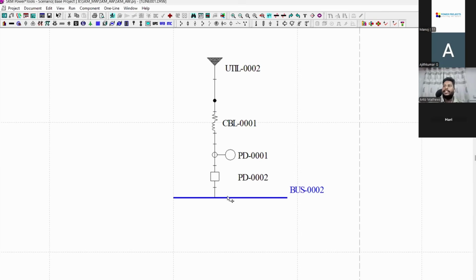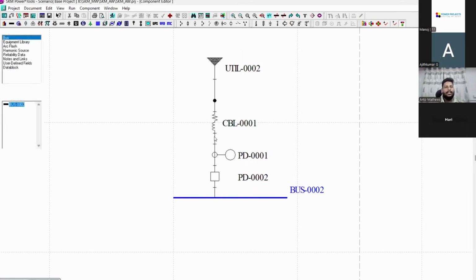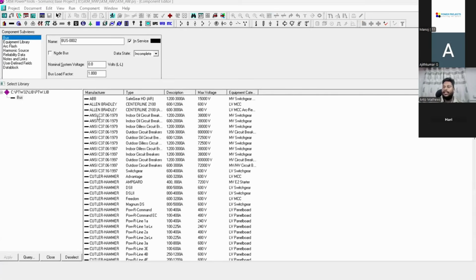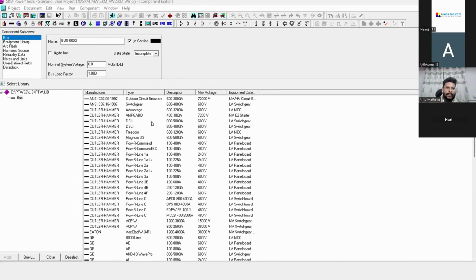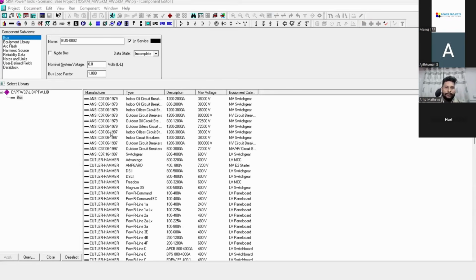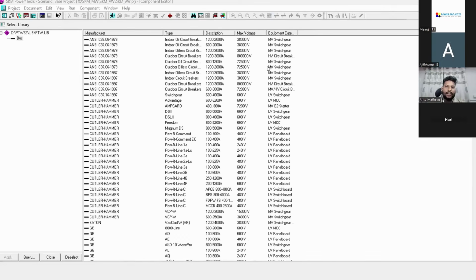Let me come to the last one, the bus. I can double click on the equipment, and it will take me to the component editor. In the component editor, as I already told you, in SKM we have a library. In the library you can find that there are a lot of buses already available.